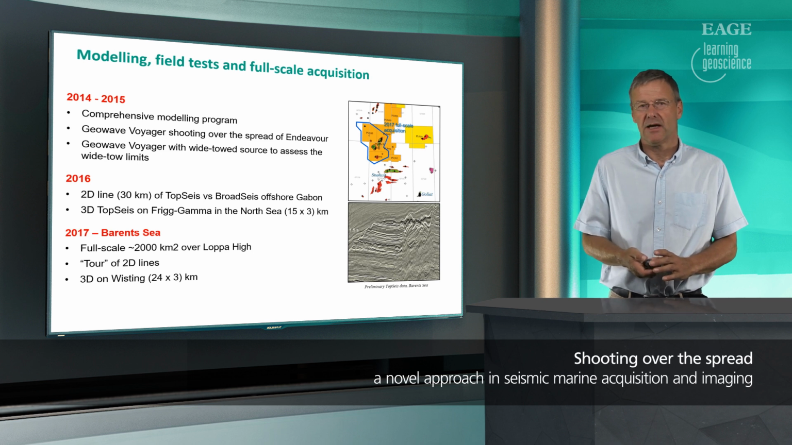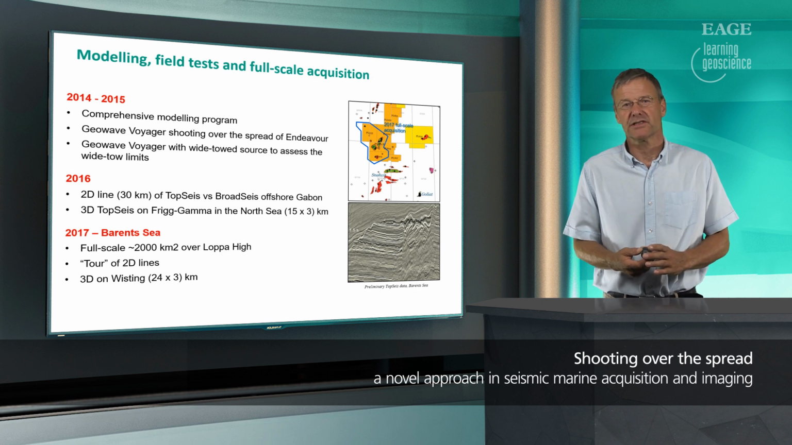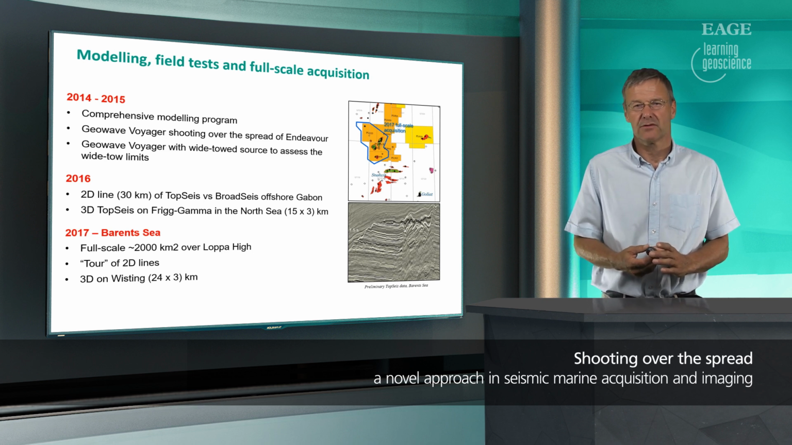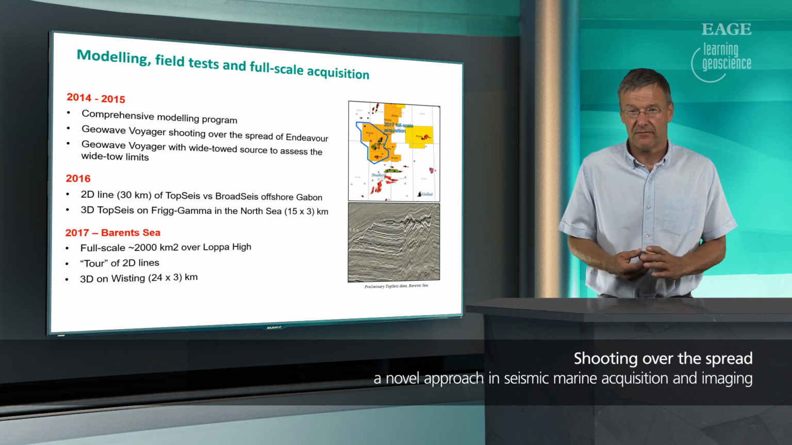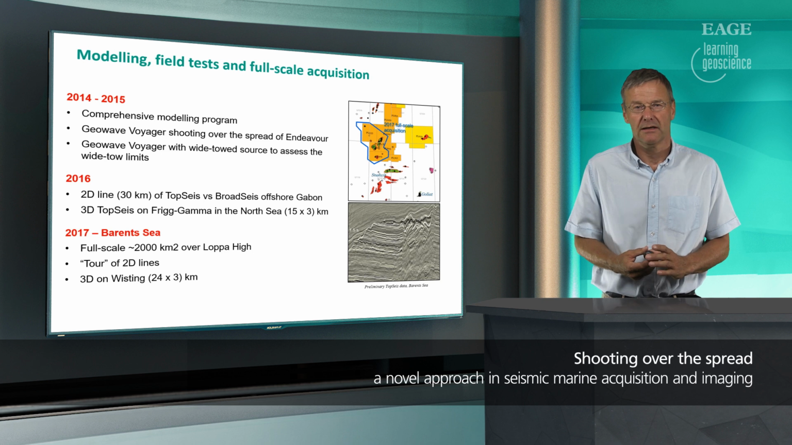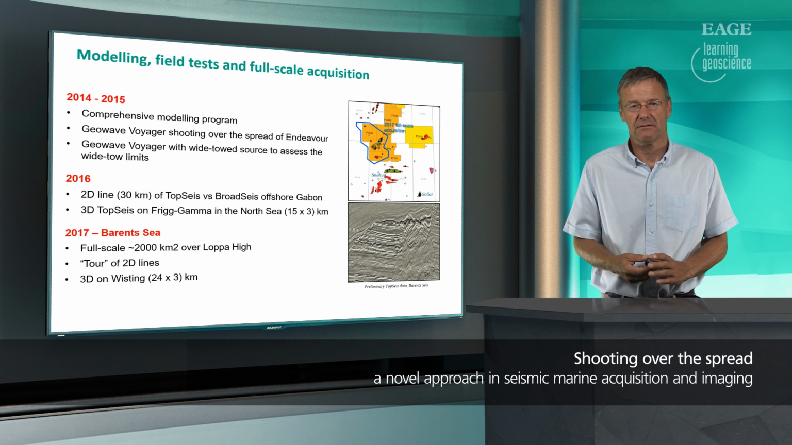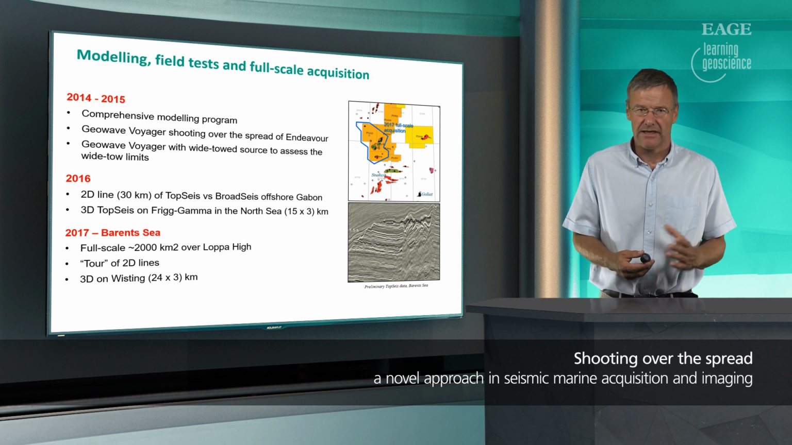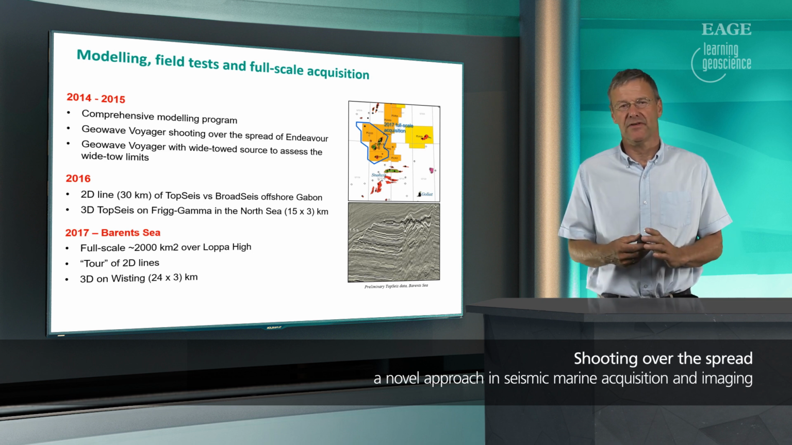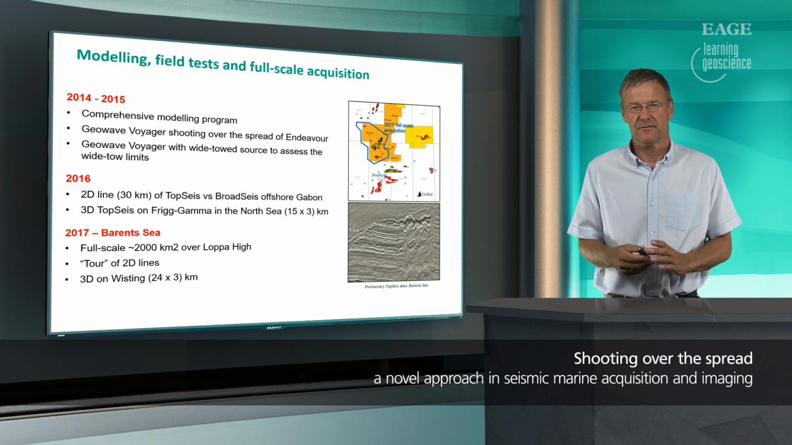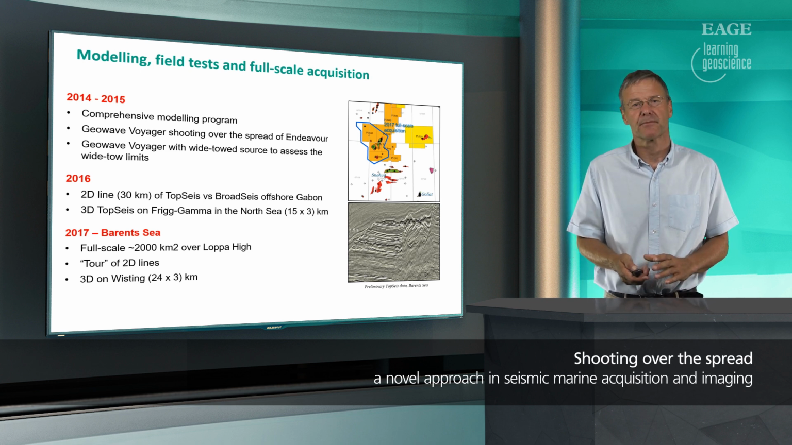So I'm going to describe some of the results and also some of the process that led to this TopSeis that we're working with today. We started 4 years ago, 2014, with modeling and some testing. In 2016, the first field tests were done. First a 2D in offshore Gabon, then a full 3D mini survey in the North Sea. And then last year, the full-scale Barents Sea survey was done that you saw a picture of earlier.